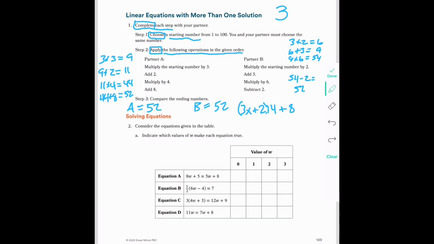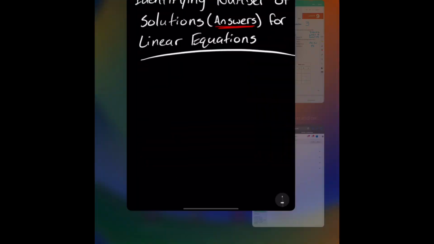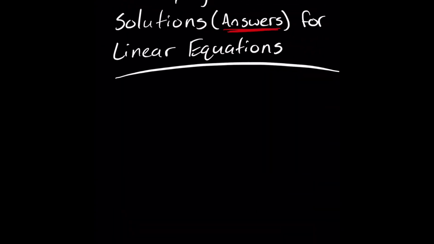And you can also do the same thing with partner B, just making sure that what has to happen first happens before another action. All right. So now on the other side of page 149, we have that blank sheet. Get ready to write some notes over there because we have some notes that we need to write. So the title of your notes is Identifying Numbers of Solutions (Answers) for Linear Equations.